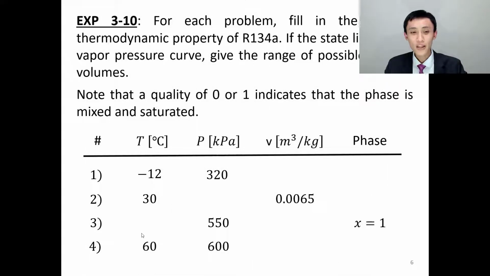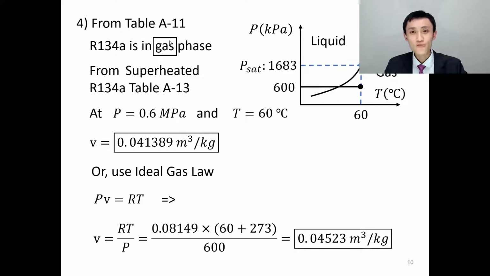Then the last one, we know the temperature and the pressure, so we can still use the vapor pressure curve. Let's still try table A11 with the temperature of 60 degrees C. With the vapor pressure curve, P is at the top and T is at the bottom. When the temperature is 60 degrees C from table A11, the pressure is 1683, but our pressure is 600. So we are below, so we are in the gas phase.